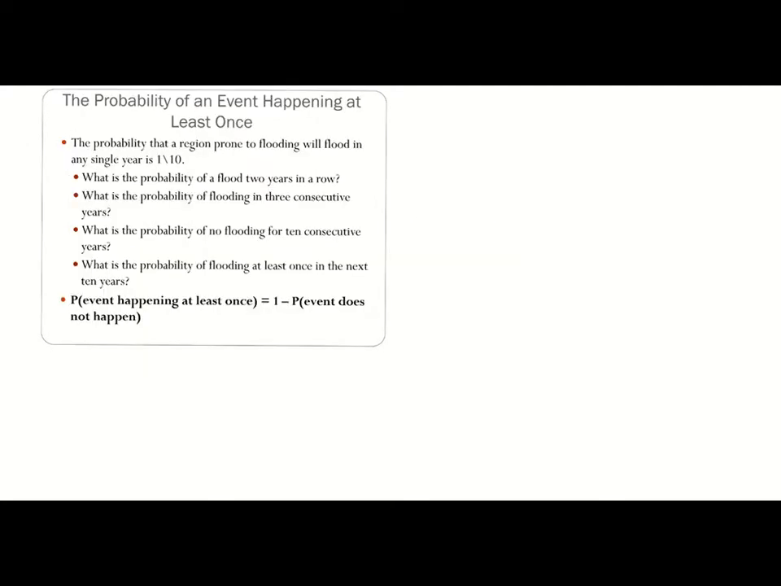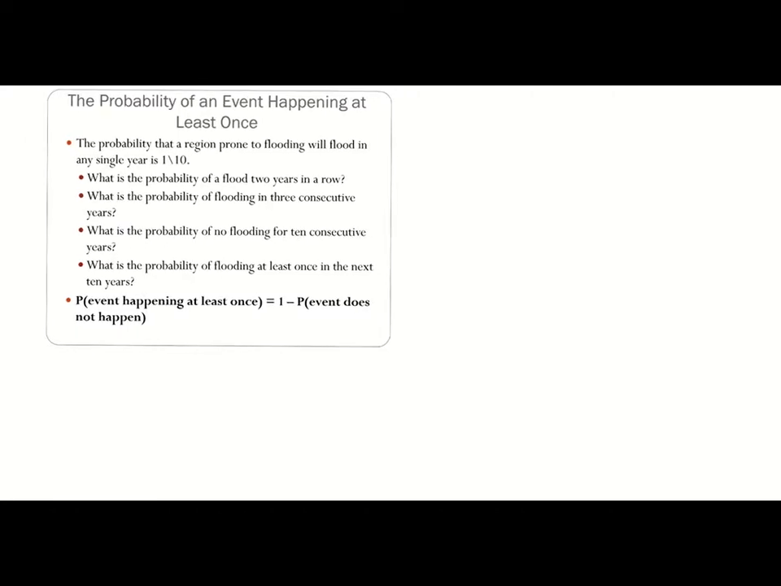Okay, so here we're looking at the probability of an event happening at least once. The probability that a region prone to flooding will flood in any single year is 1/10. They want us to find the probability of a flood 2 years in a row. Again, we'll do what we did before. One year doesn't have an effect on the next year, so it would be 1/10 times 1/10, which gives me 1/100.